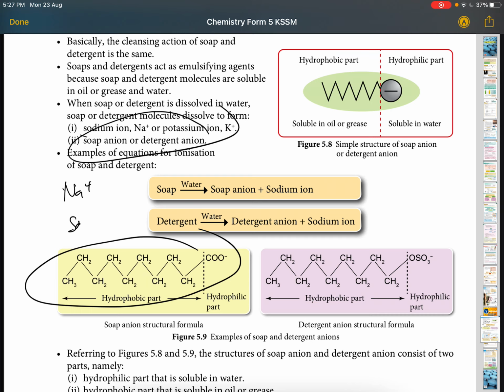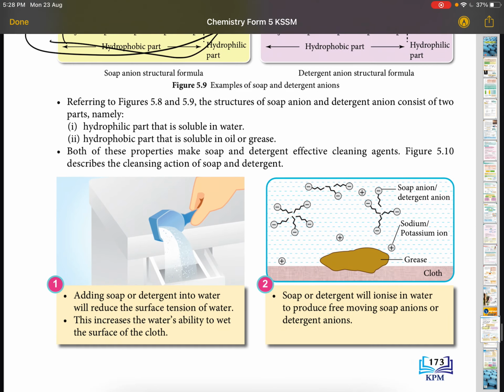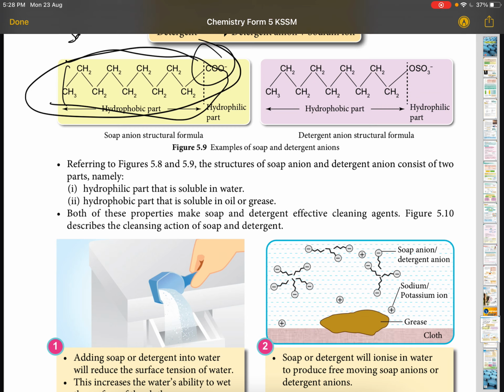Remember that in the chapters we learned before, for things to be soluble in water, you need to have something that can form hydrogen bonds. But there are no atoms in the chain that can form hydrogen bonds with the water. So these are insoluble. Because they're insoluble, they don't like water, so we call them hydrophobic. But the front part here does have oxygen, so we call it hydrophilic because it likes water. So we have a hydrophilic head and a hydrophobic tail. The hydrophilic head is soluble in water, and the hydrophobic tail is soluble in oil or grease. Not in water, but in oil and grease. So take that in mind.